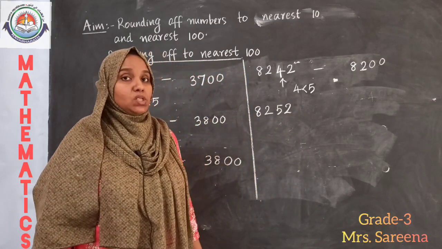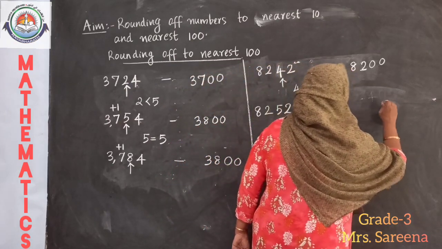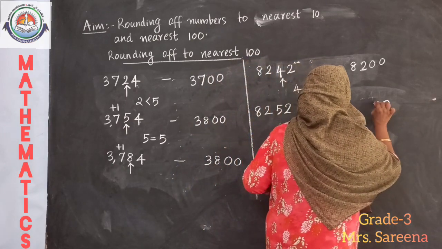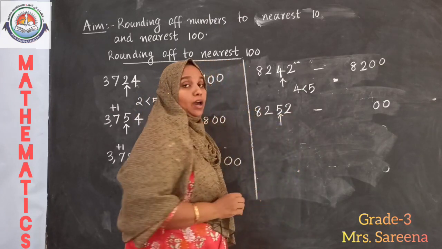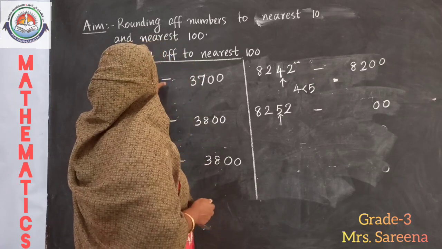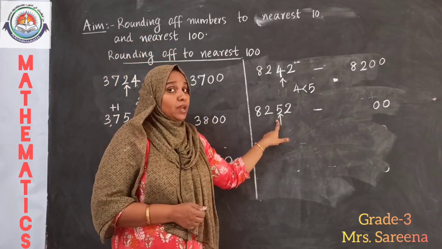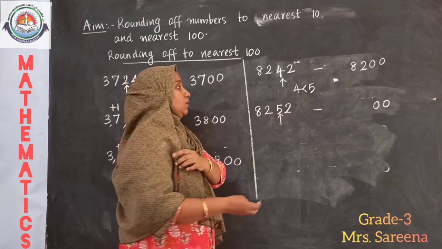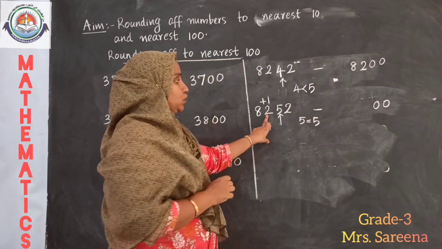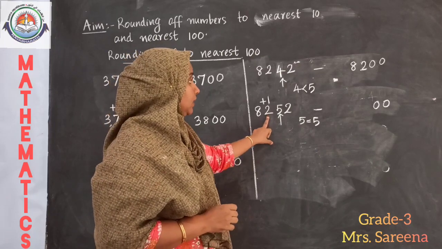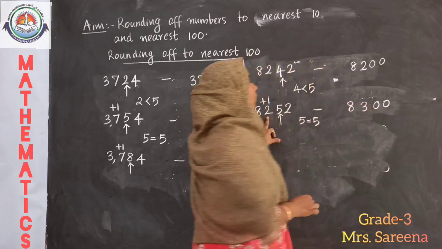8,252. How to do this, children? We can put the digits at the ones place and the tens place as zeros. Then check the number at the tens place, because we are rounding off to the nearest 100, and during this we should check the number at the tens place. This is 5, and we know that 5 is equal to 5. So plus 1 is added to which number? The digit at the hundreds place. So this becomes 3 and this becomes 8.